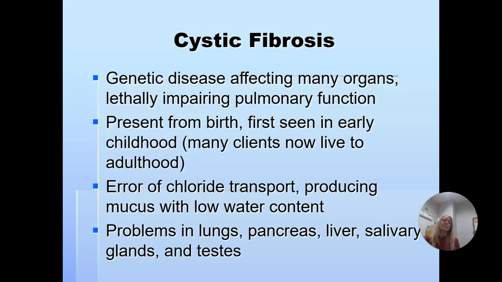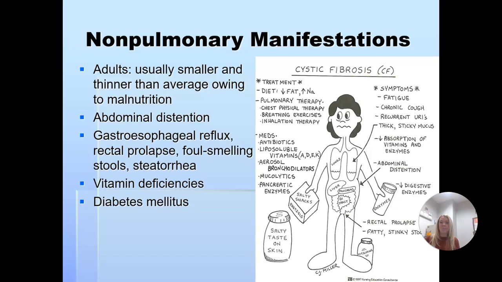Cystic fibrosis is a genetic disease that affects multiple organs and it lethally impairs pulmonary function. It is typically present from birth, usually diagnosed in early childhood. Many clients do now live into adulthood because of the advances in treatments. It causes an error in chloride transport, which then produces mucus with low water content. So it's a really thick, sticky mucus. So we see problems in the lungs, pancreas, liver, salivary glands, and testes.